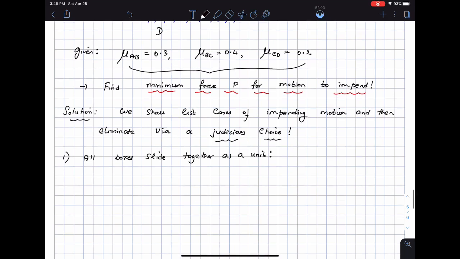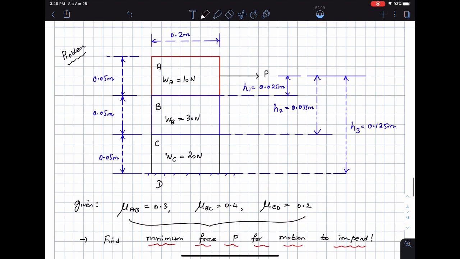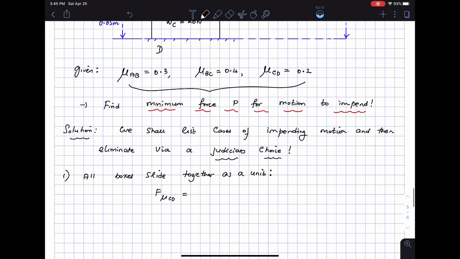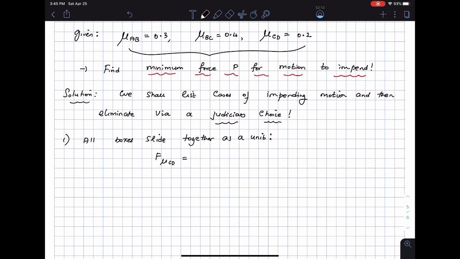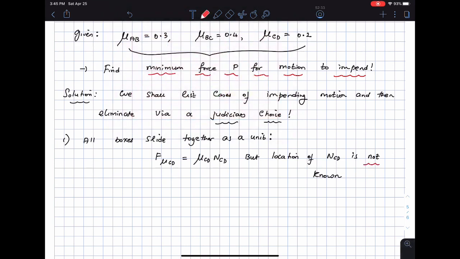What are the equations that are available? I can say that F_CD. If you take a look at the boxes here, CD is going to have motion that is impending. So F_CD is equal to mu_CD times N_CD, but the location of N_CD is not known. That is one important thing. It is actually not known to us.